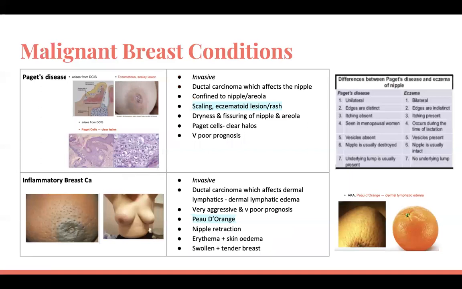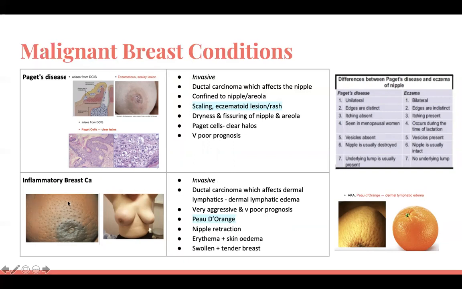Next condition is Paget's disease. That typically presents as a scaling, erythematous lesion or rash on the nipple, and that can sometimes be confused with eczema. The way to differentiate between Paget's disease and eczema is that eczema tends to be very itchy, there's no underlying lump, and the nipple is intact, versus Paget's disease. And a classic sign would be the presence of Paget cells, which look like clear halos.